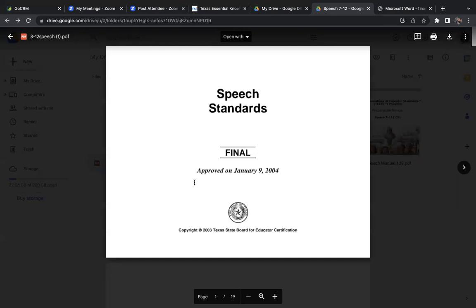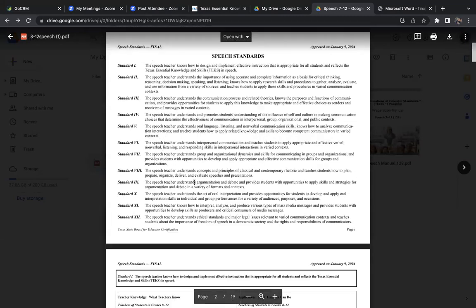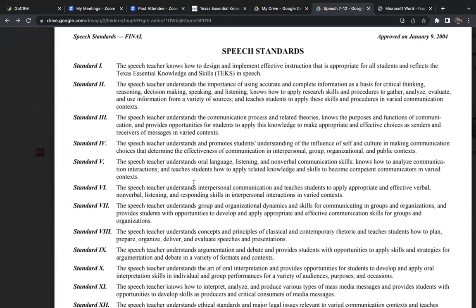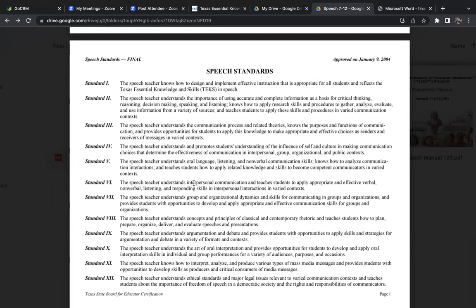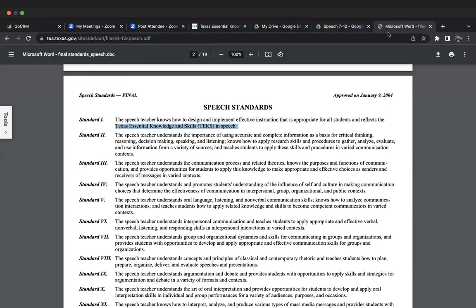So again, here are our standards, standards 1 through 12. So we already know that standards 2 through 4 and 11 and 12 make up domain 1, and that is 31%.